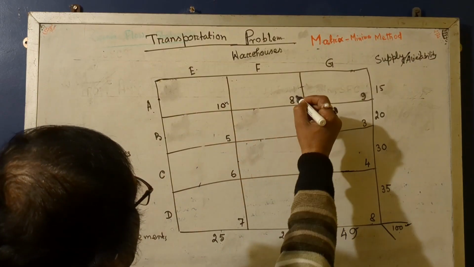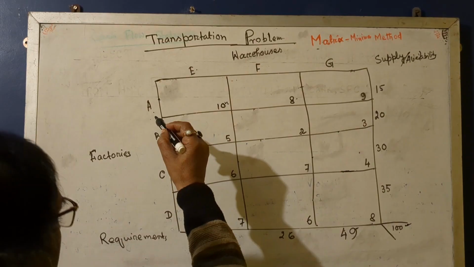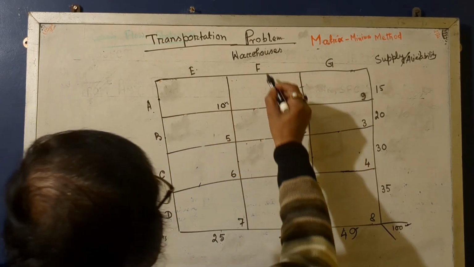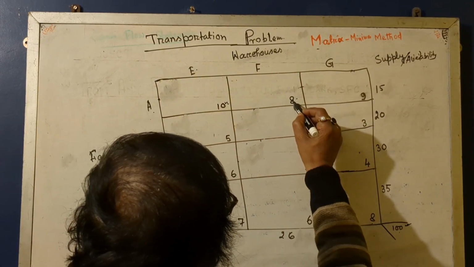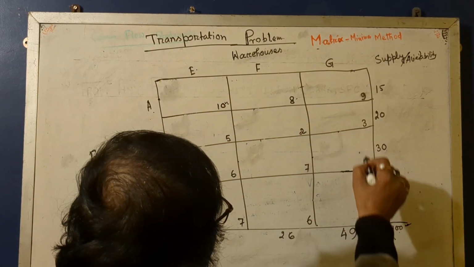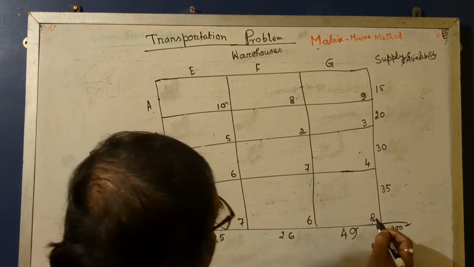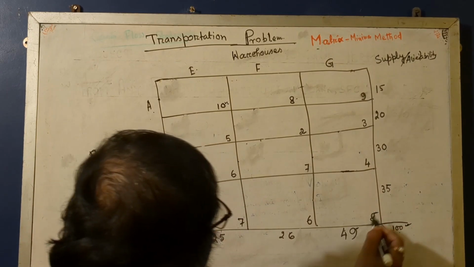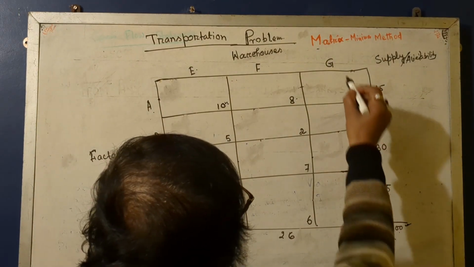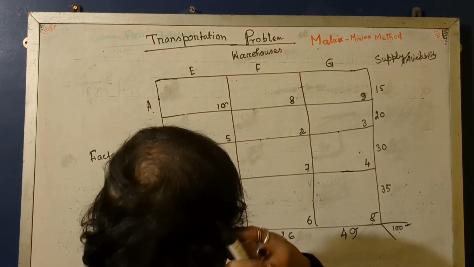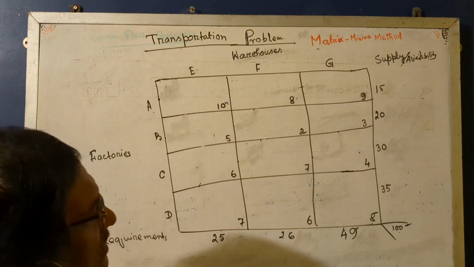Again, I am repeating. Suppose if the production unit of factory A is being shifted to warehouse or sales point F, then the per unit transportation cost is rupees 8. In this way, all transportation costs are mentioned in this matrix. Again, say this 8: this means if the production unit of factory D is being shifted to warehouse or godown G, then the per unit transportation cost is rupees 8.